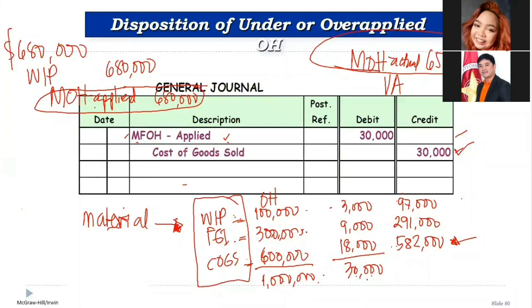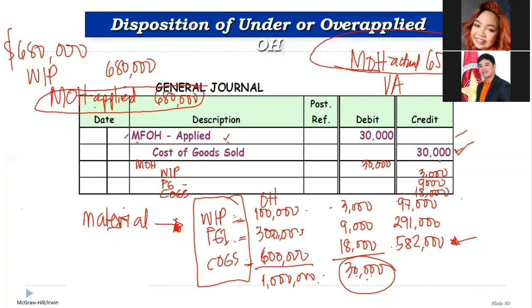Anong entry natin para ma-close itong 30,000 na over-applied? Debit. Manufacturing overhead. Magkano? 30,000. Ano pa? Credit po lahat to. Work in process. Finished goods inventory and cost of goods sold. Cost of goods sold. Ayan. Magkano work in process natin dito? 3,000 ang credit natin. Tapos 9,000 kay finished goods. Tapos 18,000 kay cost of goods sold.